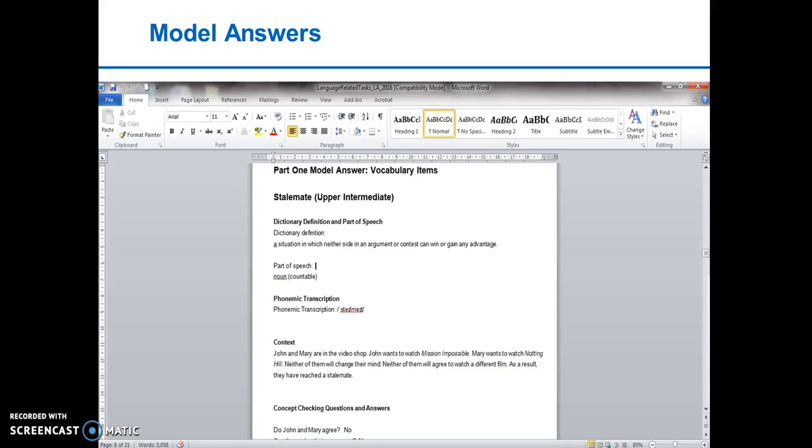And here we can see an example of one of those model answers. So as you can see, you're given the opportunity to write in the dictionary definition, the part of speech, the transcription using phonemic script, a context, and then a couple of the concept checking questions. Typically there are 2 or 3 with the answers.